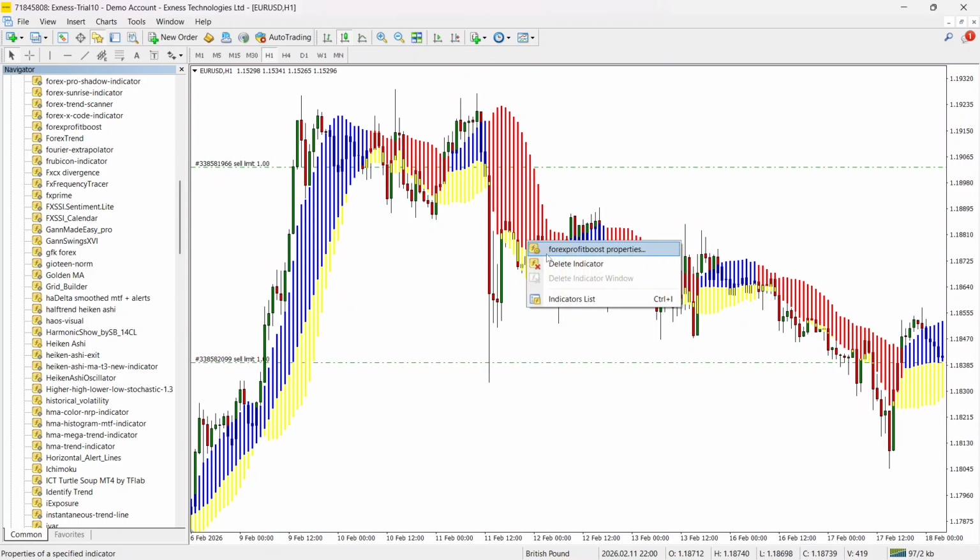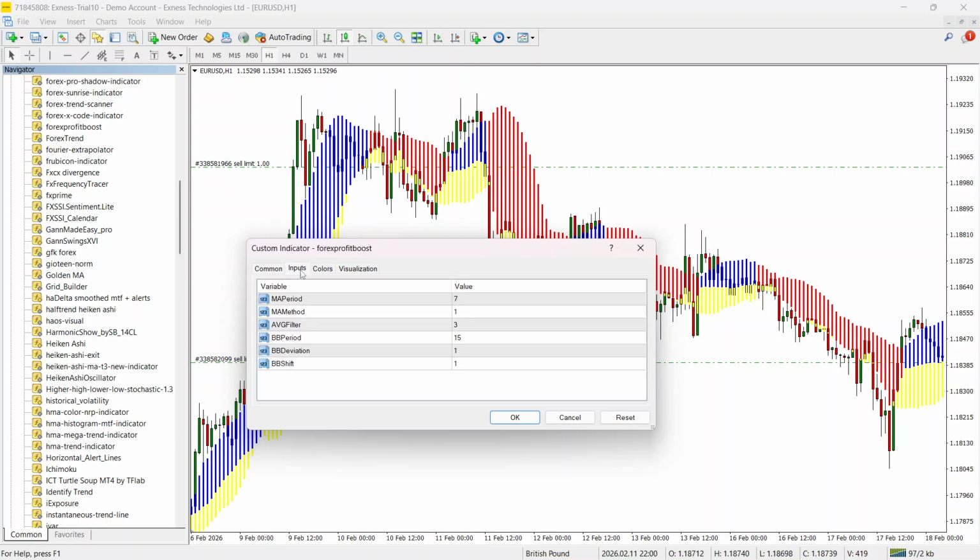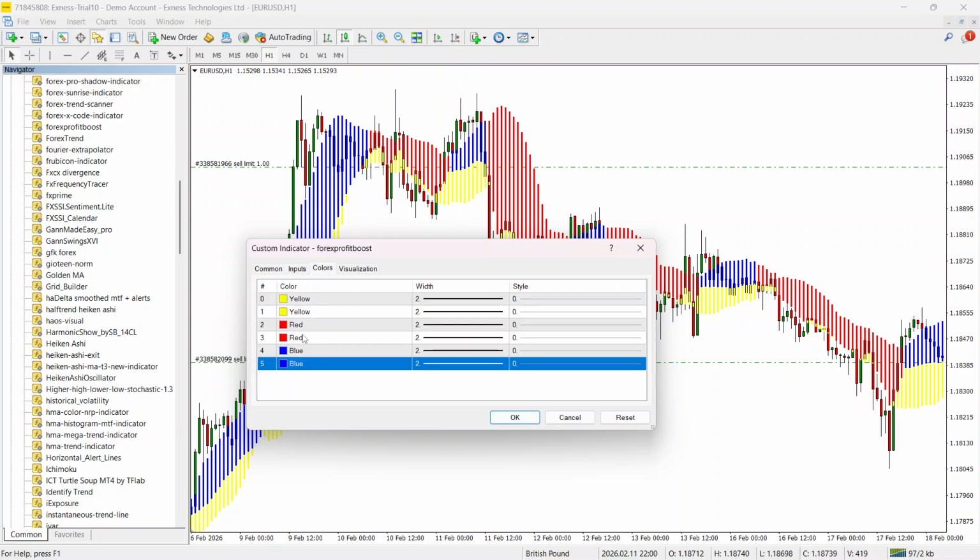As I mentioned earlier, it acts as a moving average. So let's move over to its inputs to see its parameters. We have the MA period, moving average period, and the moving average method, which affects the sensitivity of the indicator. We have the AVG filter and the Bollinger Band period, deviation, and shift. We also have the colors of the bar and the transition phase, and the width and thickness of the indicator.